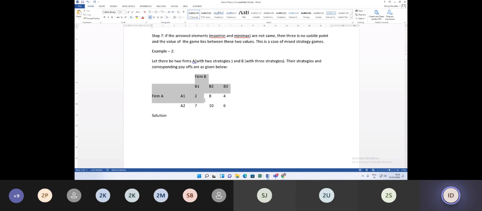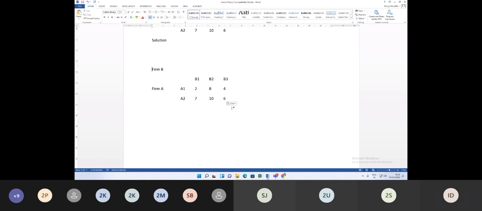I will copy this. Come on, do fast. Under solution, you copy this. Firm A is this, and this is firm B. Same values I copied. As I said, firm B is a minimizing player. Both cannot minimize. One is minimizing, another is maximizing, because we have to apply the strategy and find out the optimal one.